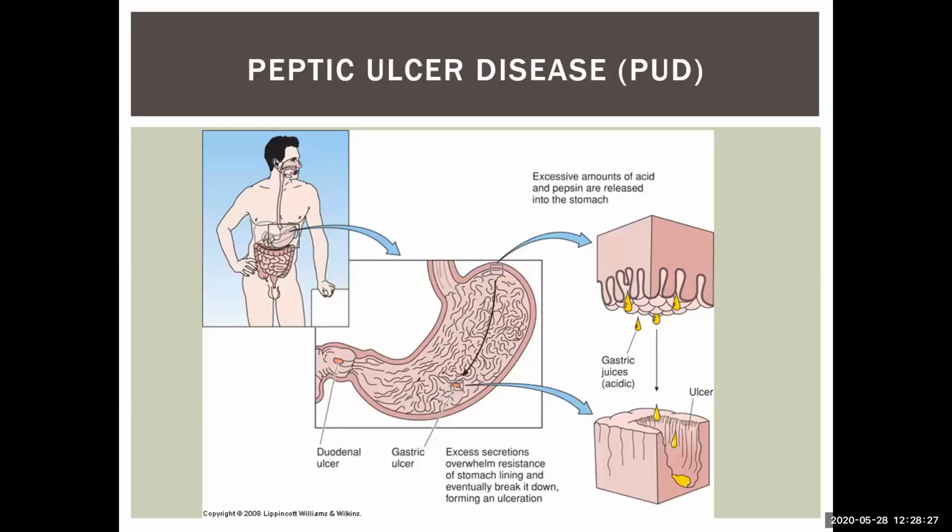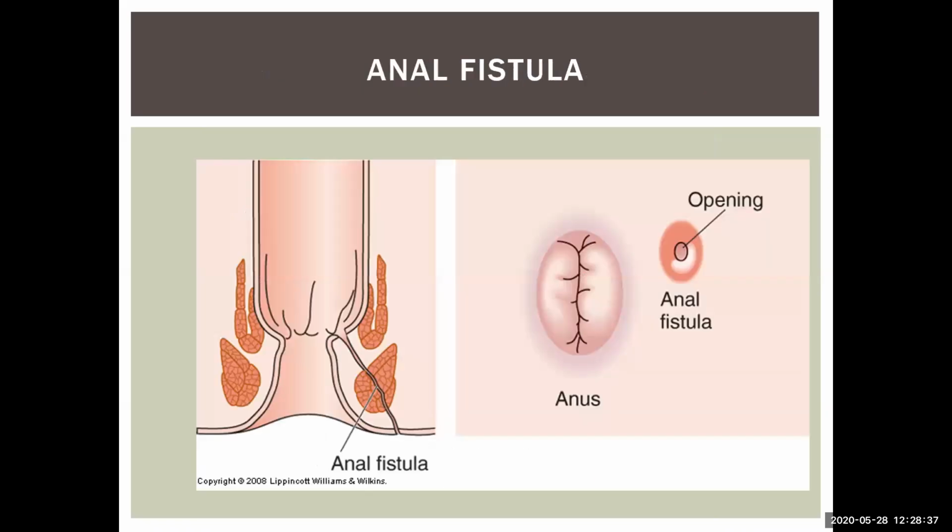Here's PUD, peptic ulcer disease. You can see that mucosal lining, they have these little ulcerations on there. And those little ulcerations can be irritated enough to bleed, and that person can, what we say, bleed out or lose a lot of blood and need a blood transfusion or even bleed to death.